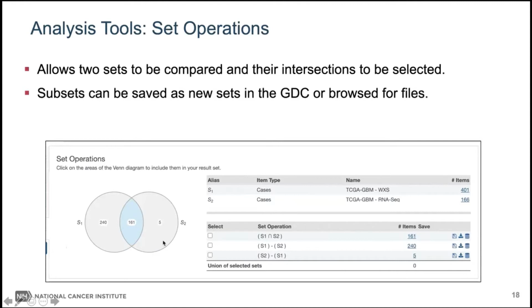So I would make two sets. One are cases with whole exome. The second set is cases with RNA-seq data, and I would run them in the set operations analysis tool, and that would give me this intersection, which is 161 cases that have whole exome and RNA-seq data, and those could be saved or viewed on another page here, as well as you could save the other sets, the whole exome sequencing data with no RNA-seq and the RNA-seq data with no exome sequencing, of which there are 5 here. So that has been useful for many users in the GDC.